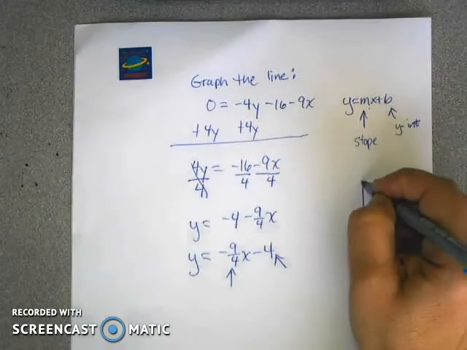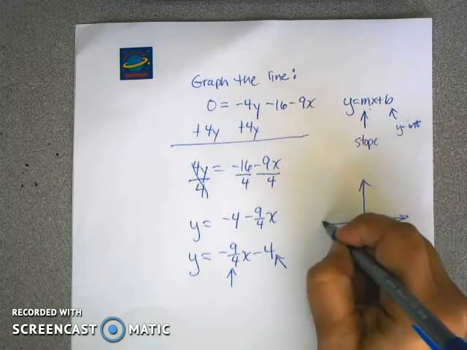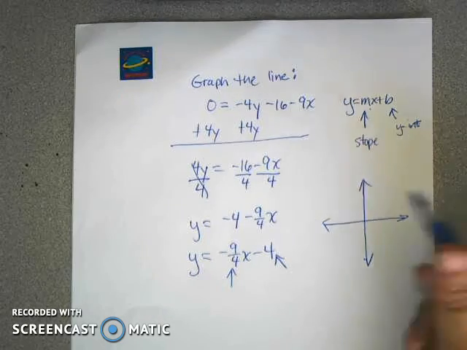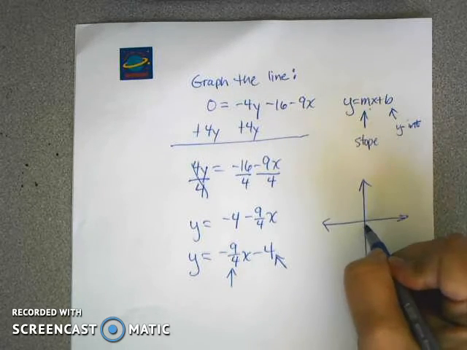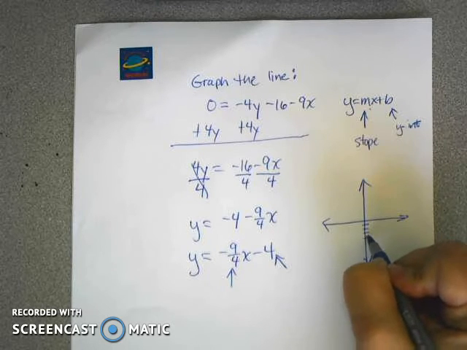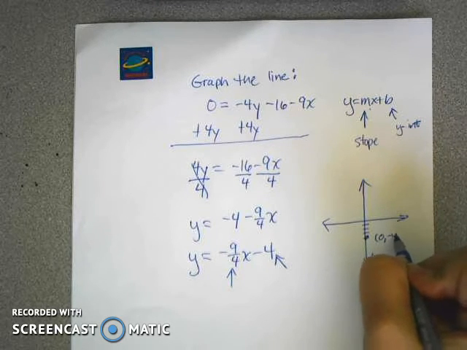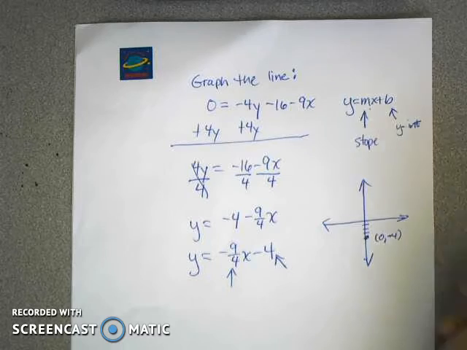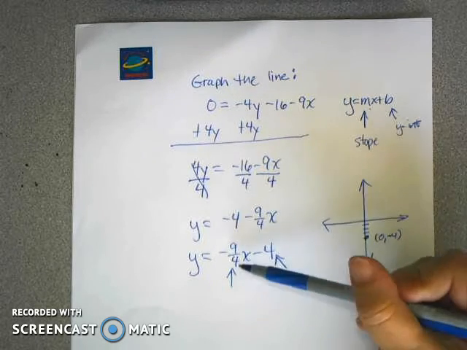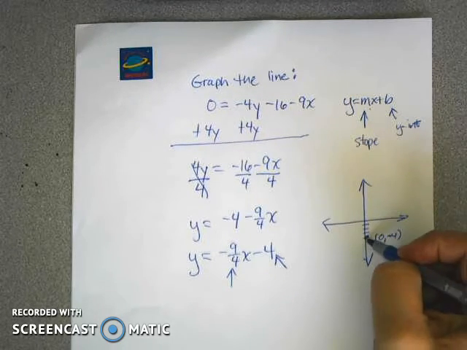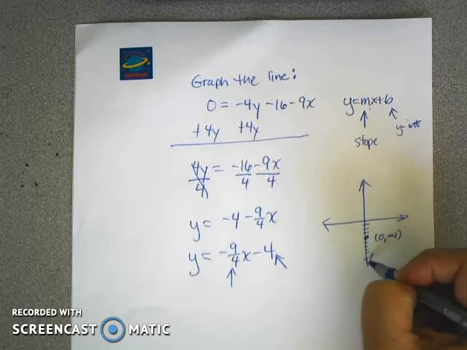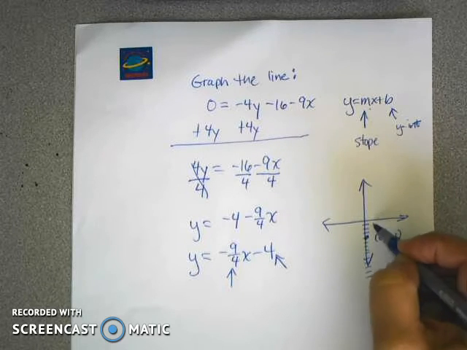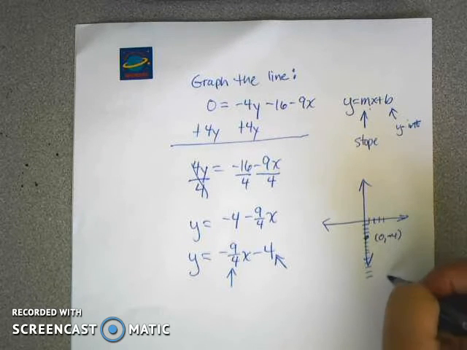I'm going to just sketch a coordinate plane with the x and y axes. I can see that my y-intercept is negative 4, so really that's at (0, -4). So I'm going to label it as such, (0, -4). I have a slope of negative 9/4, so that means that from here I need to go down 9 units, and then to the right 4. So my next point would be over here.